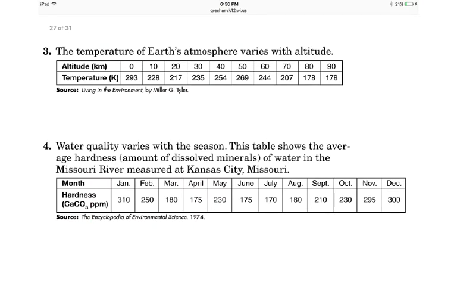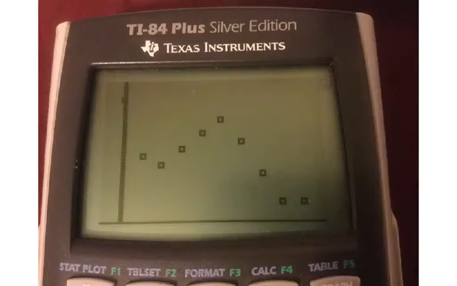The temperature of Earth's atmosphere varies with altitude. So I'm going to go put altitude into list 1 and the temperature in list 2. When I put it into the calculator and then I graph it, this is what I get. So in terms of how many times it changes direction, it starts up here and it changes once, twice, and then it's kind of hard to tell. So what should we do? Is there a third change in direction?